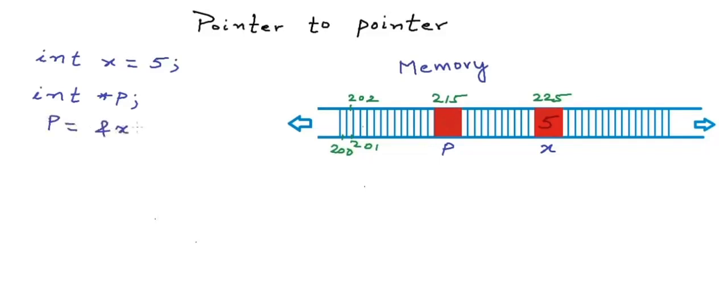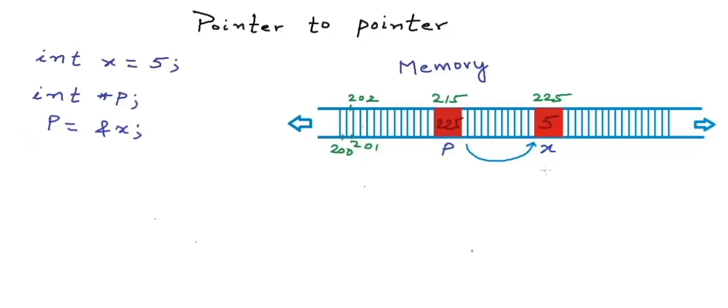So I want to fill in the address of x in P, and that's how P points to x. The ampersand operator gives us the address of a variable. Now one important thing here: we are able to store the address of x in P because P is of type pointer to integer. If P was of type pointer to character or pointer to some other type, this statement P equal ampersand x would not have been valid.